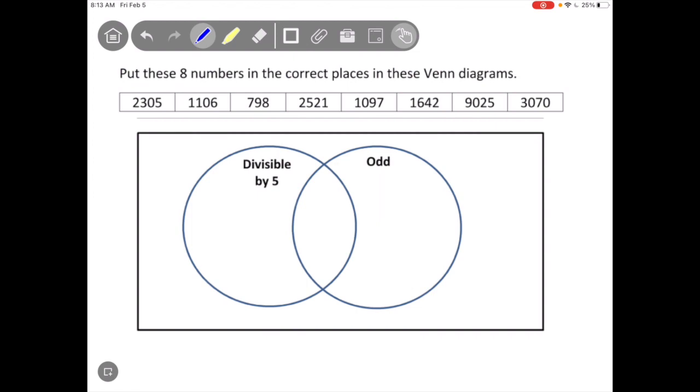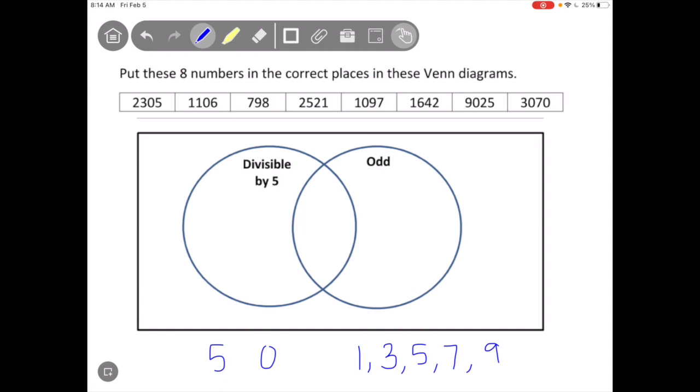Venn diagram. So the two circles that we have are divisible by 5 and odd. If something is divisible by 5, then the number in the ones place is going to be 5 or 0. If something is odd, the number in the ones place is going to be 1, 3, 5, 7, or 9.